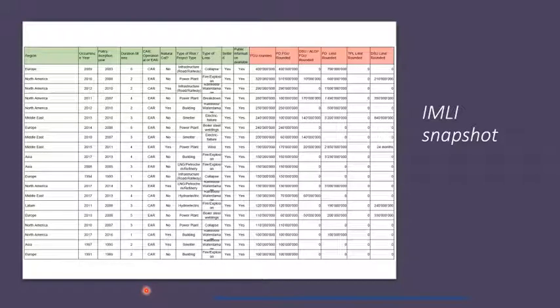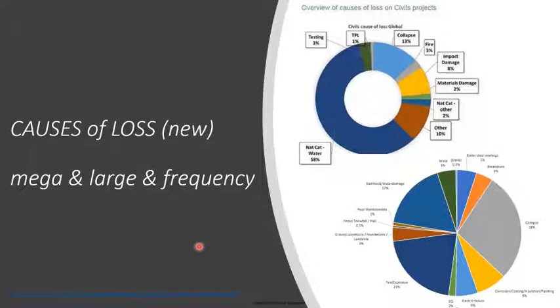Now, a new initiative which came mainly from the London engineering group. They asked us, why is the cause of loss so different for mega losses compared to the overview of causes of loss for civil projects? And the answer is relatively simple. There are many more losses behind the overview than here. In the last 30 years, we could only identify about 100 losses above our threshold. And these are really the mega losses. You would find YouTube videos and press releases and so on.